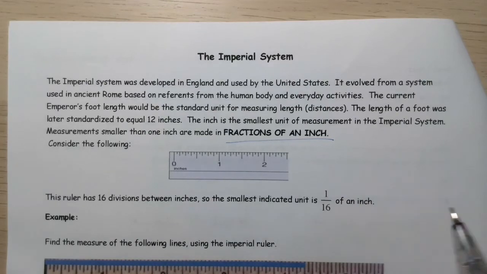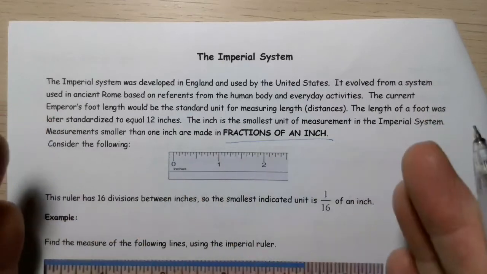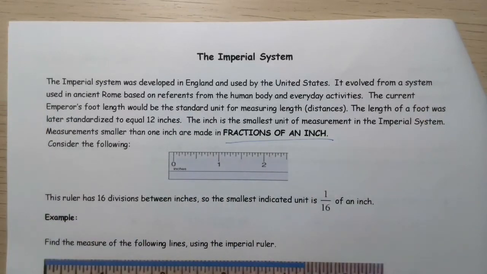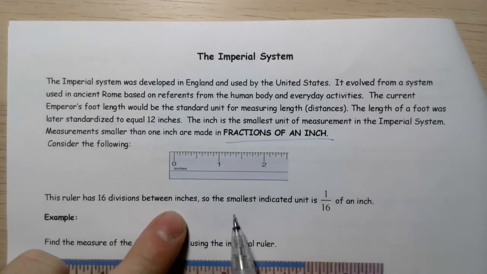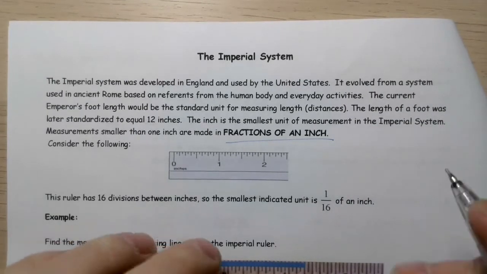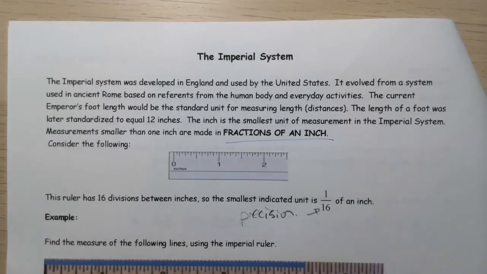And oftentimes in a measuring tape, the first foot of a measuring tape has all the inches divided into 32nds as well. So this ruler has 16 divisions between the inches, so we measure this down. It's got a precision, okay, we'll call this a precision of 1/16 of an inch. That's the smallest unit you can measure there.